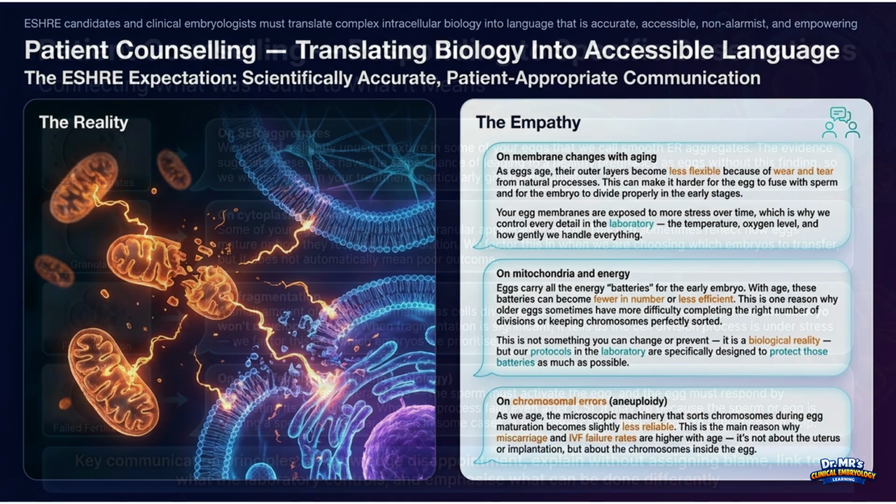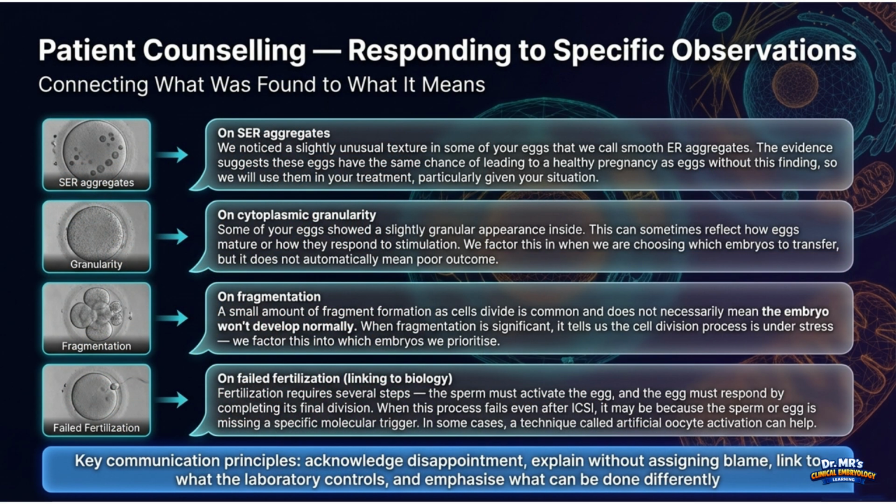Let's practice delivering nuanced news. Say you have a cycle where you utilize several oocytes that had sER. The patient read online that this is a lethal defect because of old blog posts. How do you walk them off that ledge? You normalize the observation using data. You say, when we looked closely at your eggs, we noticed a slightly unusual texture in the cytoplasm, tiny clusters called smooth ER aggregates. A decade ago, scientists were overly cautious about this texture. But today, analyzing thousands of global cases, we know definitively that these eggs have the exact same statistical chance of creating a healthy, beautiful baby as any other egg. So we confidently fertilize them.